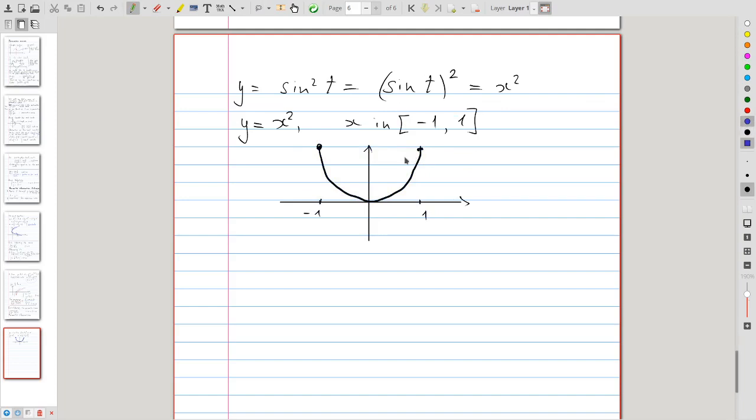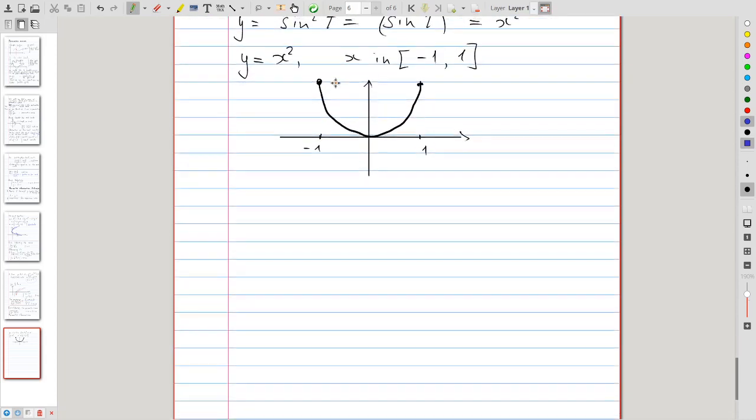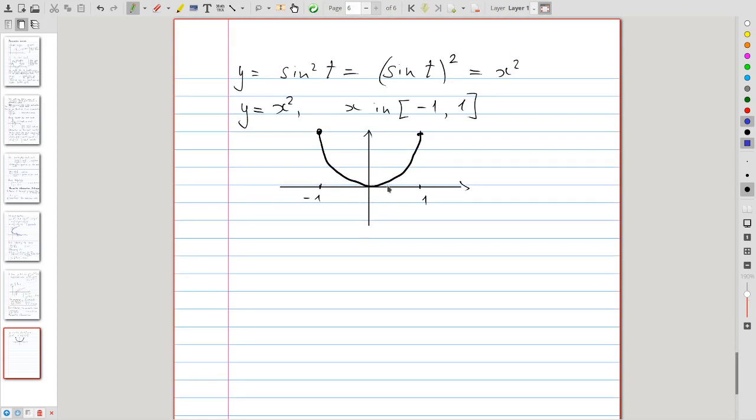our particle first runs from, so say we start at t being 0, right? T is 0, and when t increases to pi over 2, sine squared of t goes up to 1, goes up this way first, then down to 0 for t going up to pi, and then on to this endpoint, and so the cycle repeats.